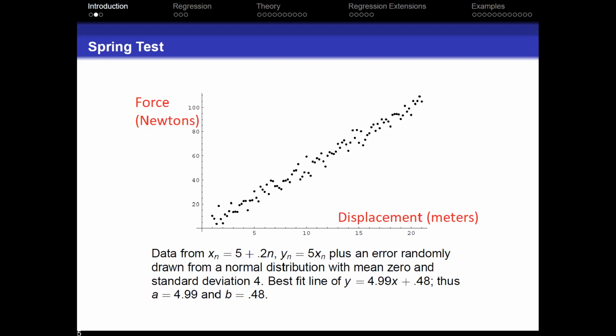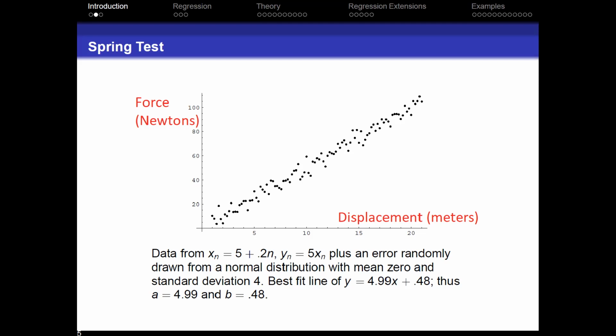Which is more important as x gets large, the slope or the intercept? The slope, because as x gets very, very large, the intercept is going to be a fixed amount, whereas the slope is going to be magnified as you increase x. So if I have to get one right, yes?